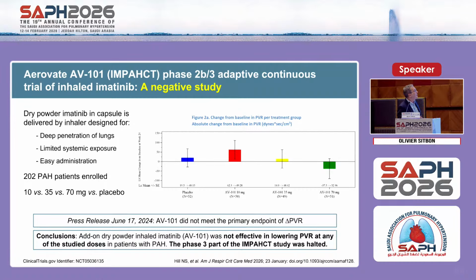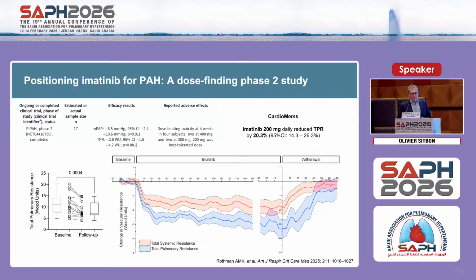And as you can see here, you have the change in pulmonary vascular resistance. We do not observe any change in pulmonary vascular resistance, neither on placebo, of course, but also with the different doses of imatinib, 10 milligram, 35 milligram, or 70 milligram. We did not observe any change in PVR, and we also did not observe any change in anything. So, is it the end of imatinib?